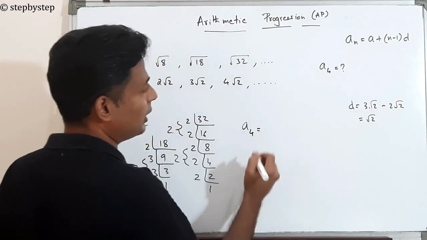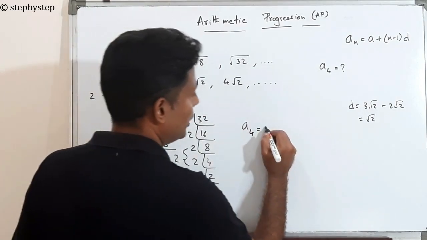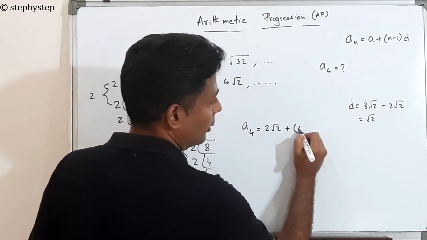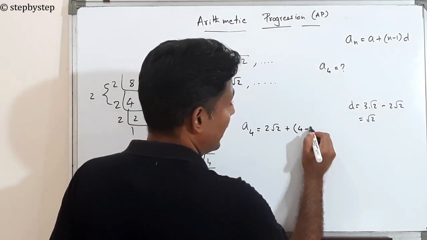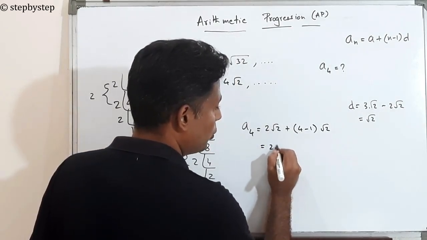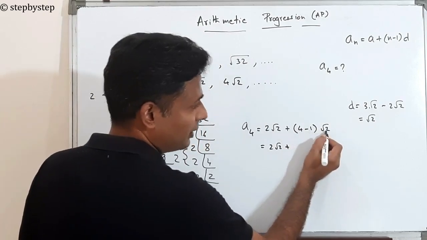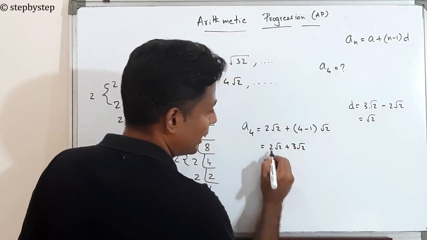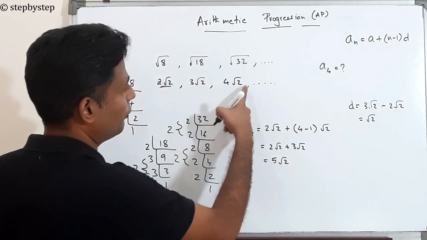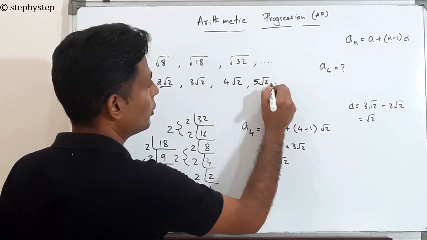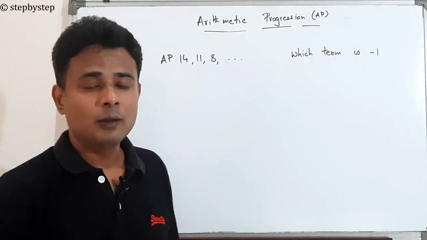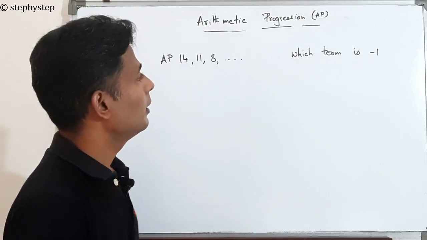So A of 4 will be equal to A, that is 2 root 2 plus n, that is 4. Fourth term, right? Minus 1 into D is root 2. So I get 2 root 2 plus 4 minus 1, 3. 3 into root 2, 3 root 2. So I get 2 root 2 plus 3 root 2, that is 5 root 2. So what will be the fifth term? 5 root 2. Simple.